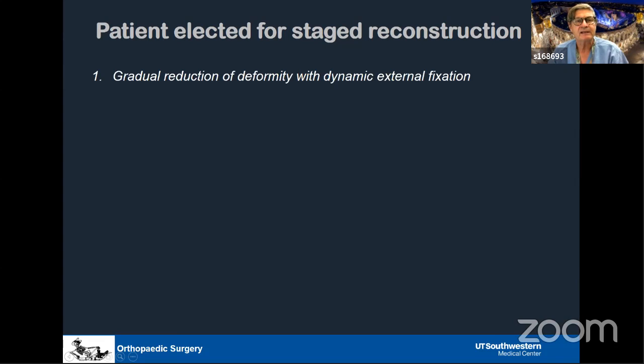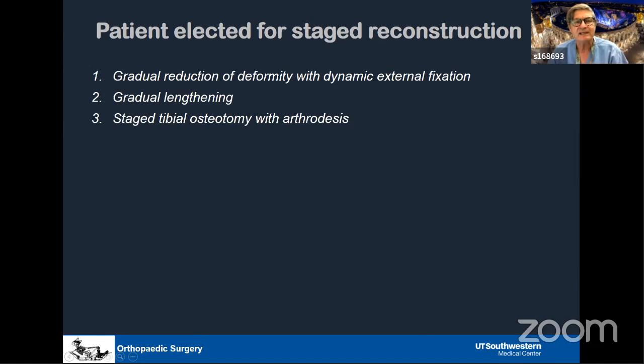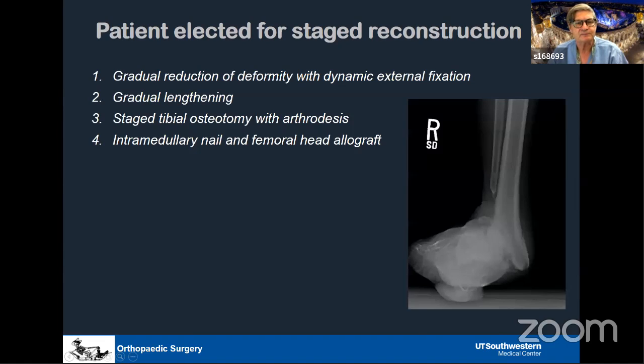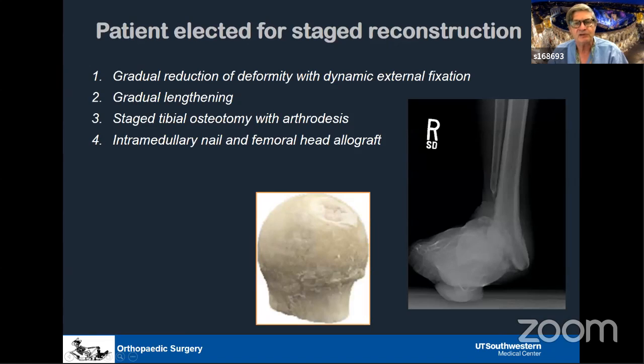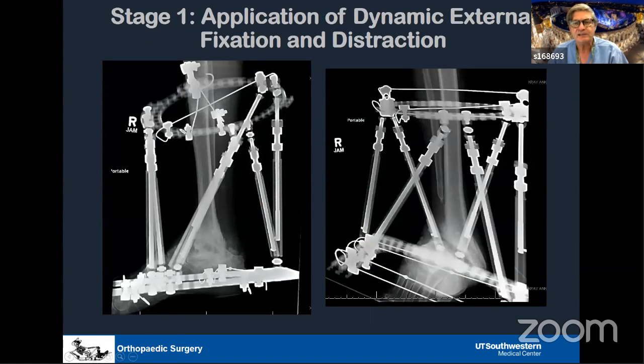Well, I planned for reconstruction, but I did have the discussion with him about an amputation. And what I felt like the best thing to do was use a dynamic external fixator and do a gradual reduction of deformity, gradual lengthening, and a staged tibial arthrodesis. And then I ultimately was going to plan to use an intramedullary nail with a femoral head allograft to take up that space that I created with my distraction. So there he was. We used a femoral head ultimately that I'll show you. And this is what we used.